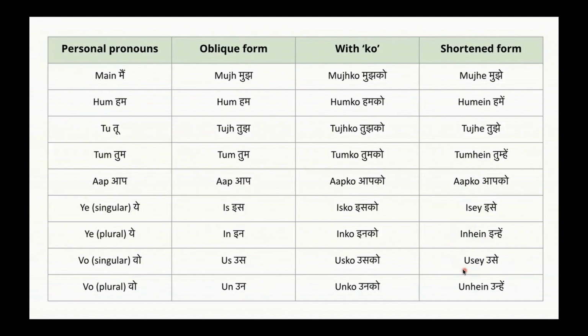Number 8, उसे बोलने दीजिए. Once again, it means please let him speak or please let her speak. Number 9, उन्हें बोलने दीजिए, which means please let him speak, please let her speak, or please let them speak. In other words, please let that person or those people speak.